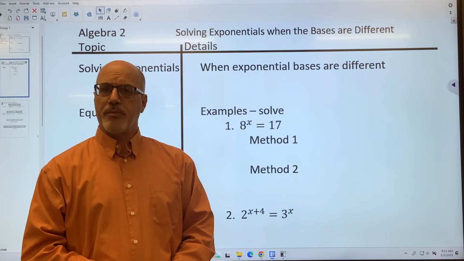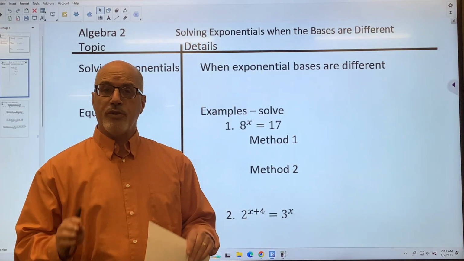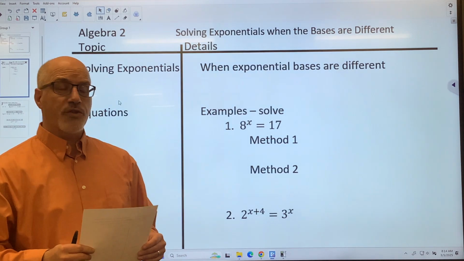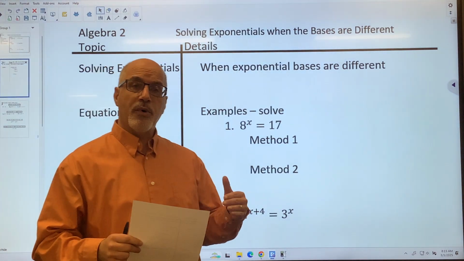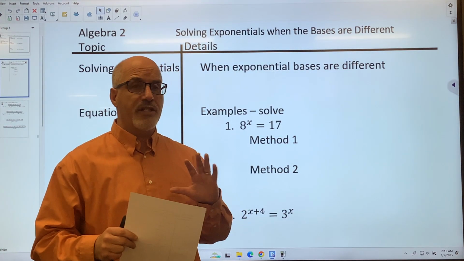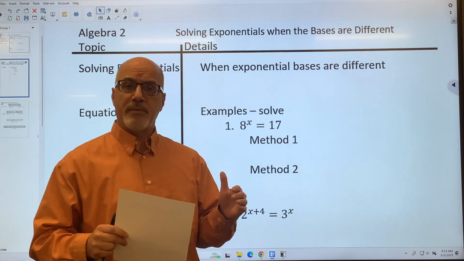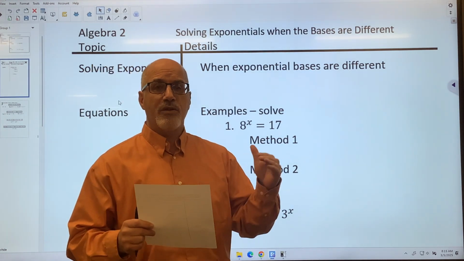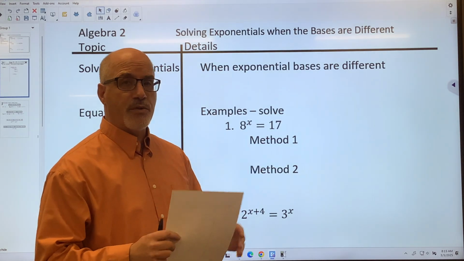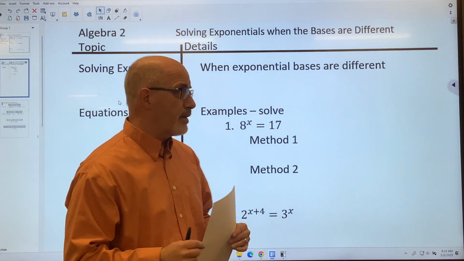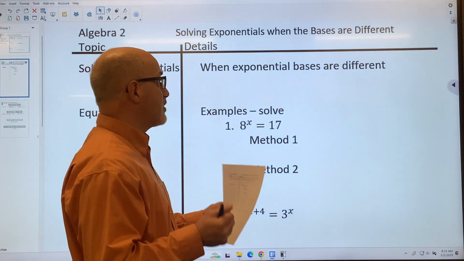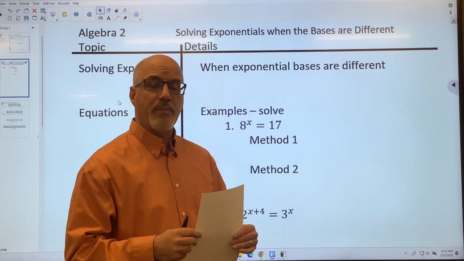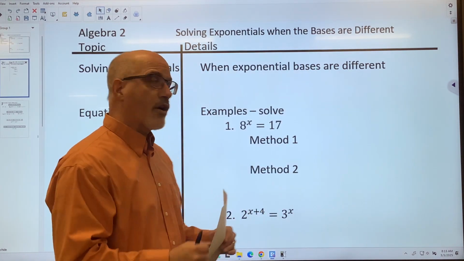We finally reached a point with logarithms where we can use them to solve exponentials when the bases on both sides of the equation are different. Up to this point with exponentials, we've been trying to get the bases to be the same. Now we can use logs to help us solve those problems when the bases are different. So our objective is to be able to solve exponential equations when the bases are different using logarithms.